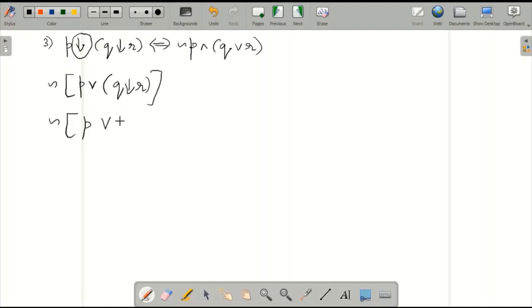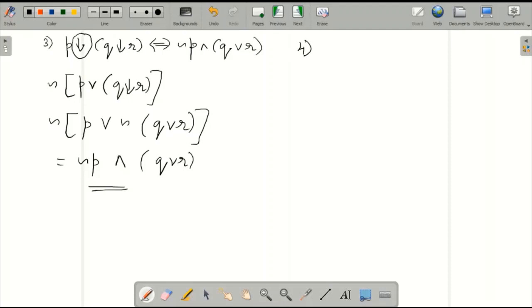Again for this I will try to solve. It will be nothing but negation of Q or R. Then apply De Morgan's law. It will be negation of P and, and this both negation gets cancelled. Then it will be Q or R. So this is the required result in the third one.